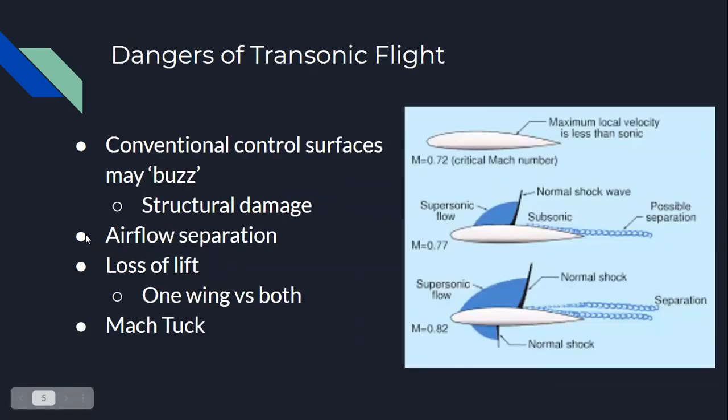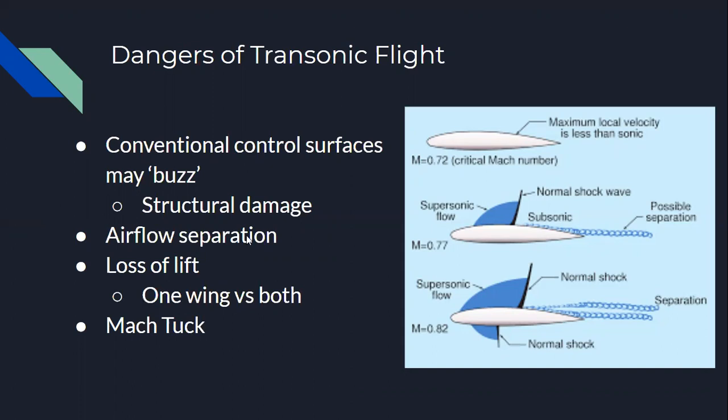So, dangers of transonic flight. Transonic meaning at any point when an air particle will begin to go over your wing faster than the speed of sound. If you have conventional control surfaces on your plane, they may start to buzz, which could cause structural damage, especially if it's something that the plane isn't really rated for. So watch out for that. Your wings could fall off. It's not a good thing.